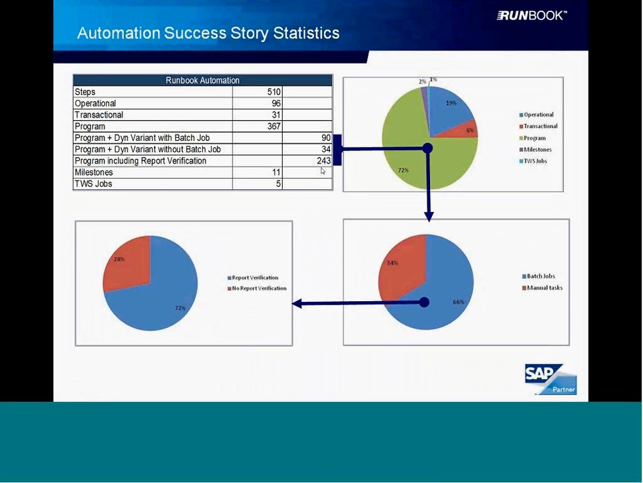So basically it does the check automatically for you. So you can see that you can really reduce the manual activities the moment you start working with the report verification. Now they also have 11 milestones and they still have 5 jobs in their external scheduling solution.